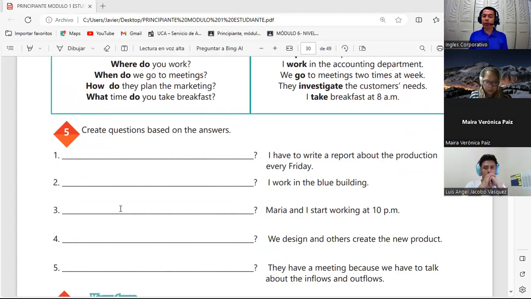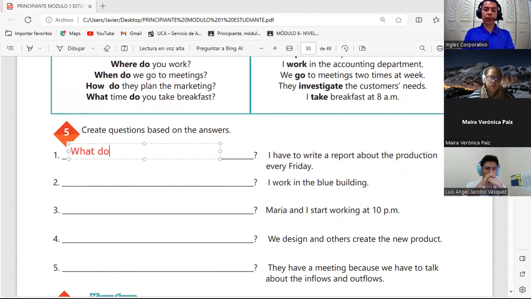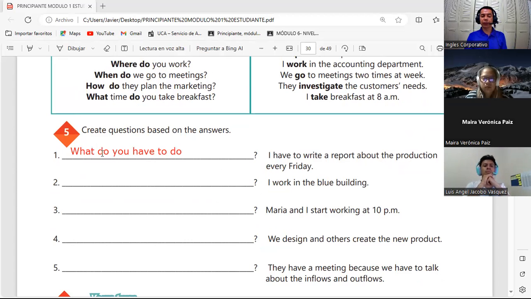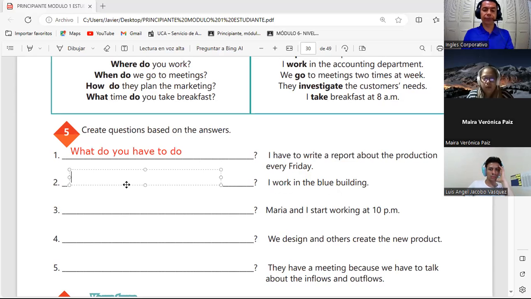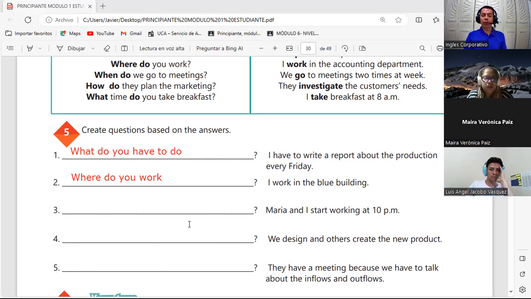So here he says, I have to write a report about the production. So the question is, what do you have to do? What do you have to do? I have to write a report about the production every Friday. Now, next one, I work in the blue building. The question is, where do you work, right? Where do you work? I work in the blue building.